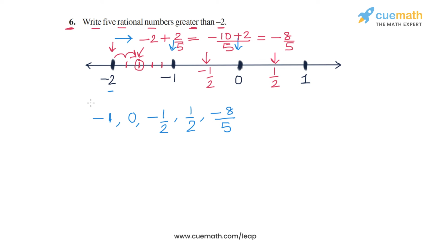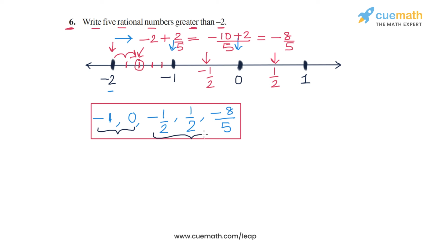So these 5 numbers that we have written, these 5 are 5 rational numbers that are greater than minus 2. Of these 5, 2 are integers, minus 1 and 0, and the remaining 3, minus half, half and minus 8 by 5, these 3 are non-integer rational numbers. So this completes question number 6.